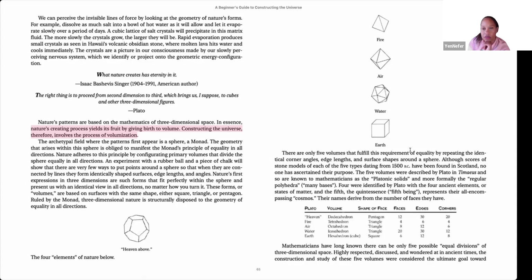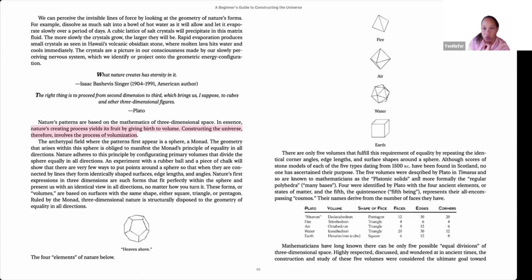There are only 5 volumes that fulfill this requirement of equality by repeating the identical corner angles, edge lengths, and surface shapes around a sphere. Although scores of stone models of each of the 5 types dating from 1500 BC have been found in Scotland, no one has asserted their purpose.